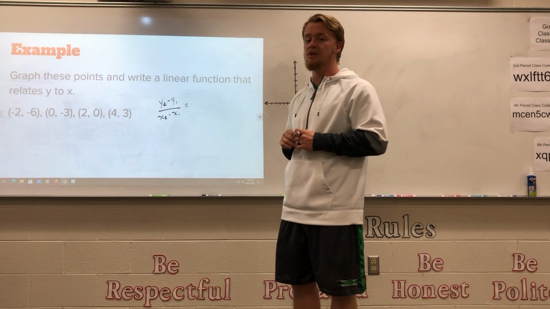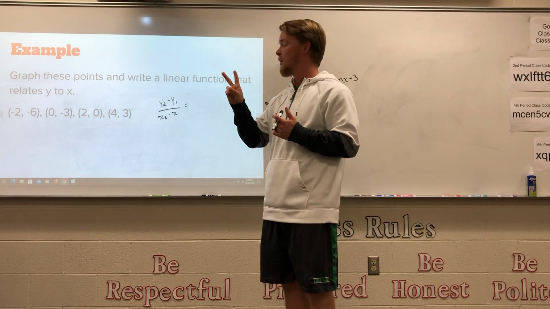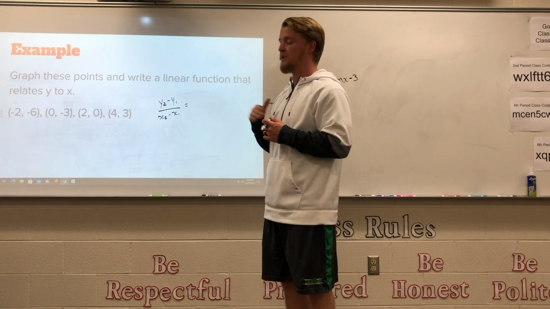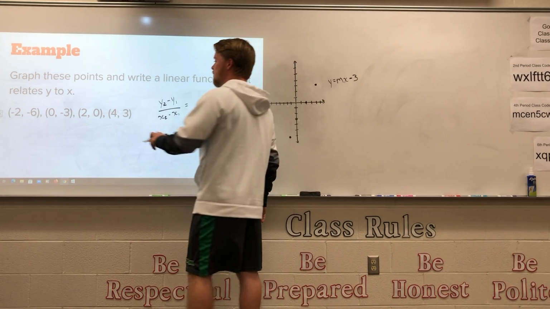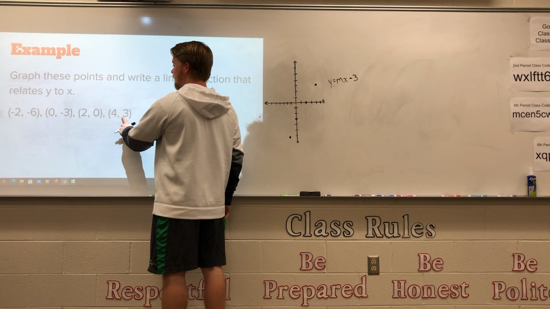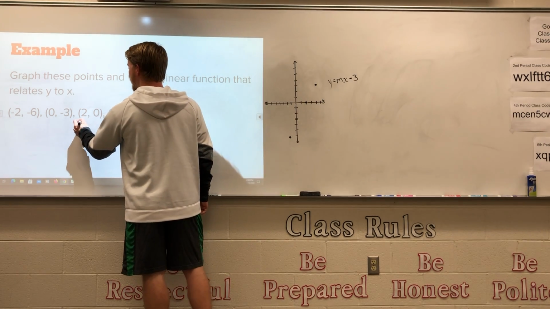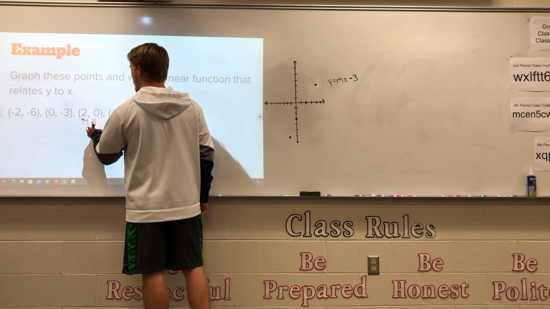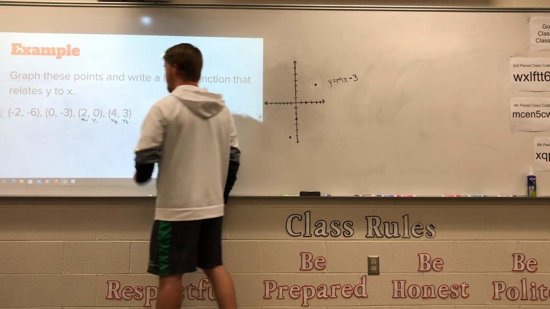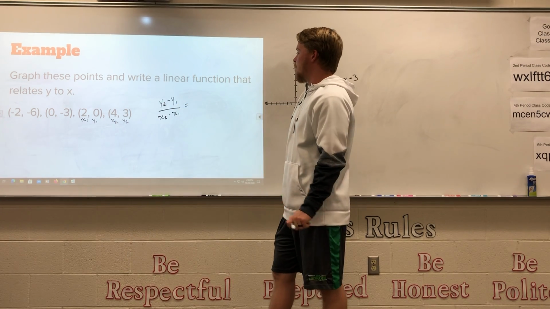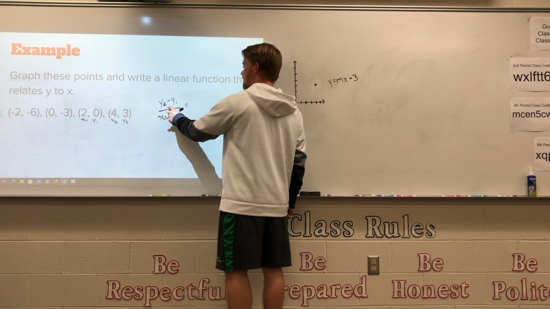Doesn't matter what combination, kind of like when we did with tables before. You can choose, you just need two of them to find the slope. Most of the time students like to do positive numbers. So I'm going to choose this point and this point. So if I'm choosing these 2 points, I just need to label them first. X comes first, so x1, y1, x2, y2. Once I have them labeled, I'm going to plug each one into this slope formula.